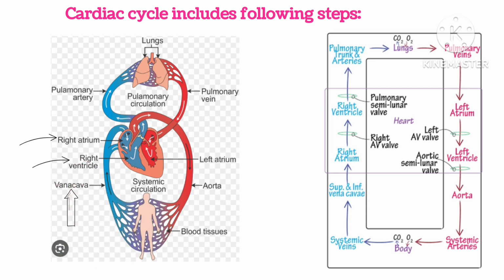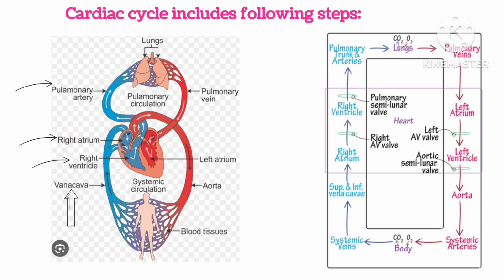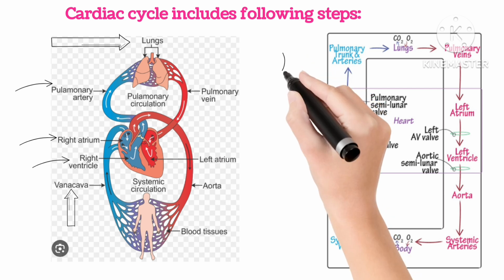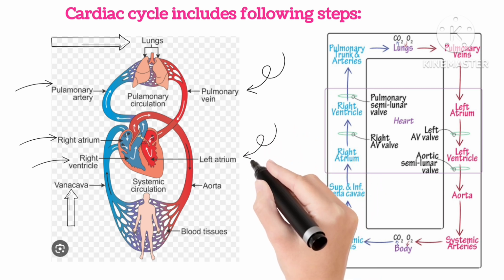and then through the pulmonary artery it is taken into the lungs, where the gaseous exchange takes place, and the oxygenated blood through the pulmonary veins then enters the left atrium, then through valves it enters into the left ventricle, and then through the systemic arteries or aorta it is supplied to all the parts of the body.